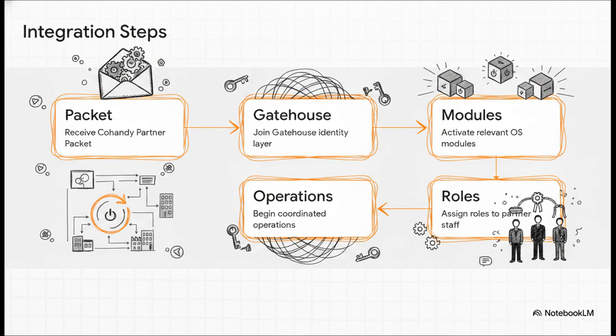Step 1, you receive the Cohandy Partner packet. Step 2, you join the Gatehouse identity layer. That's your sovereign foundation right there. Step 3, you just activate whichever OS modules are relevant to your specific facility. Step 4, assign roles to your existing partner staff through a ceremonial onboarding process. In Step 5, you immediately begin coordinated operations. It's modular, it's deliberate, and it is ready to execute from day one.